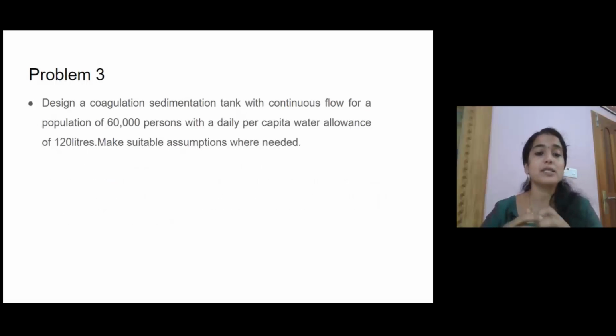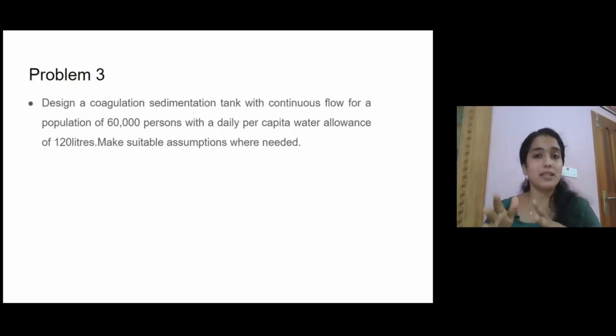And the third question is, design a coagulation sedimentation tank with a continuous flow for a population of 60,000 persons with a daily per capita water allowance of 120 liters. Make suitable assumptions where needed. This is a question for coagulation cum sedimentation tank. This also we will discuss in the next session.